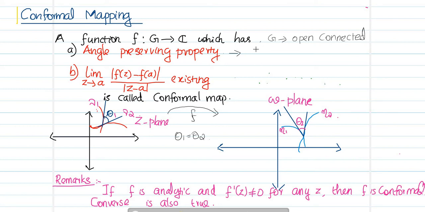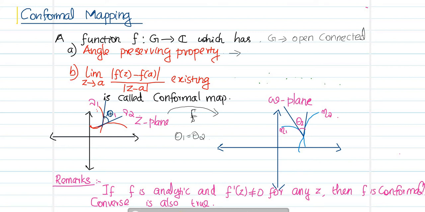Angle preserving means, consider this geometrically. This is the Z plane and this is the W plane, and f is a map which maps these curves to the W plane. Let gamma 1 and gamma 2 be two curves in the Z plane, and eta 1 and eta 2 are the images of gamma 1 and gamma 2 respectively by the map f.